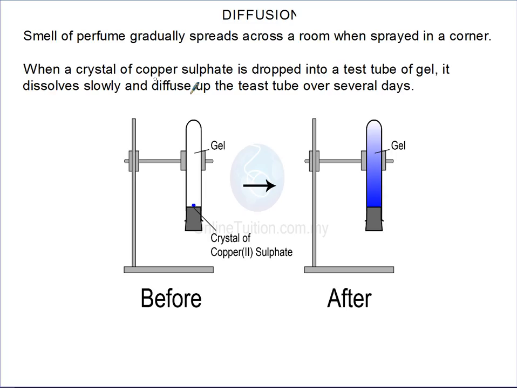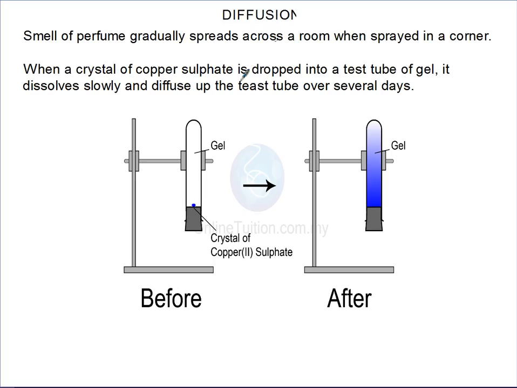Okay, let's move on to diffusion. Now, if you stand at one corner in your room and you spray just a little amount of perfume, with time, the perfume will take over the room. The smell of the perfume will be everywhere in the room. This is due to something we call diffusion. Diffusion is just the movement of particles or molecules from a region where they are highly concentrated to a region where they are lowly concentrated.